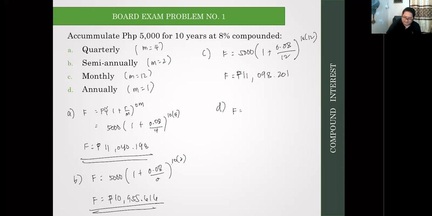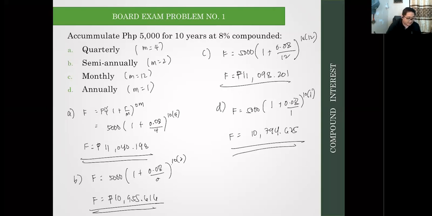And then last is annually. F is equal to 5,000 times (1 plus 0.08), since M is 1, so no need to indicate the over 1. Then here, 10. Okay, to be uniform with the formula, the future value will be equal to 5,000 times 1.08 raised to 10, which is 10,794.625 pesos. So these are our values with varying compounding years.